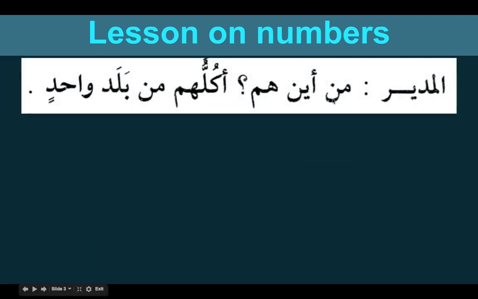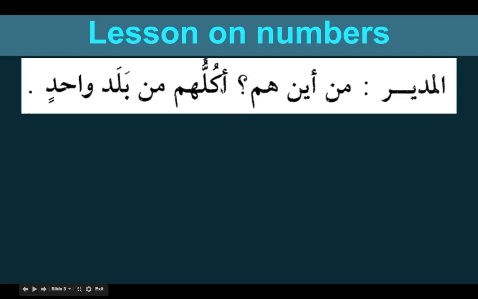So the mudir is asking, min ayna hum. So where are they from? Akulluhum min baladin wahidin. So if you see here, where are they from? Min aynahum. Akulluhum. What is kullu here? Kullu is coming as a mubtada. If you remove this a, it is harf istifham, just keep it separate.